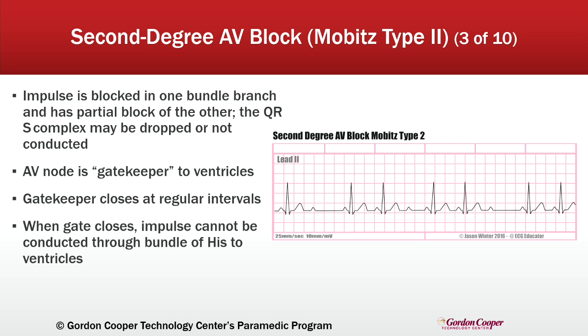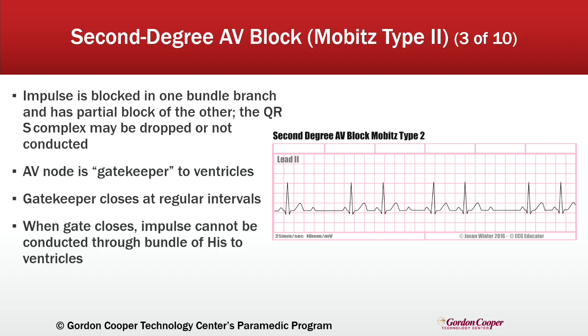Now, in this situation, the impulse is blocked in one of the bundle branches, and there's a partial block in the other bundle branch. Because of this, the QRS complex will be dropped, meaning the ventricles don't contract because they didn't receive the electrical impulse they needed to activate.